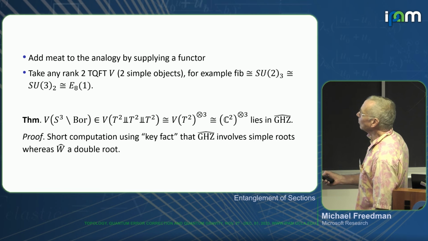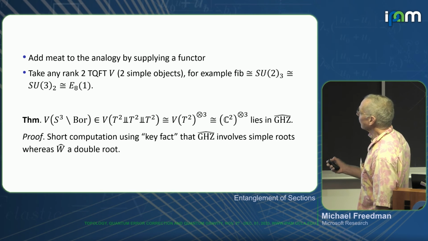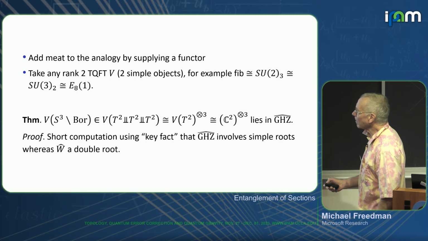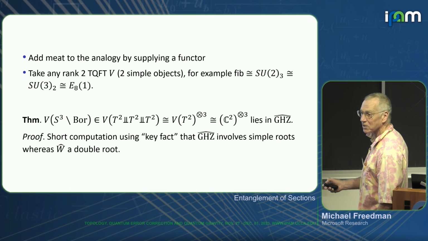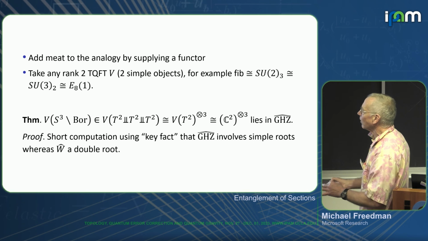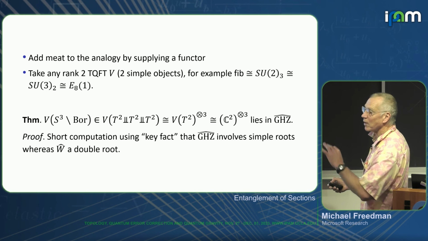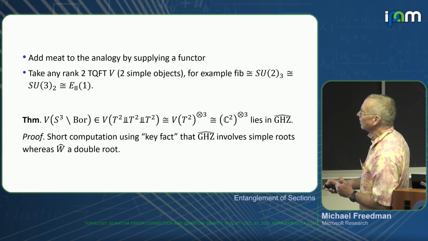Take any rank 2 TQFT. Rank 2 just means two simple objects. So for example, the Fibonacci theory. And then we can look at the three-manifold, which is the three-sphere minus the Borromean rings. So if you remove a neighborhood of the Borromean rings, it has three torus boundary components. And the three-manifold, famously, this is what a TQFT does.